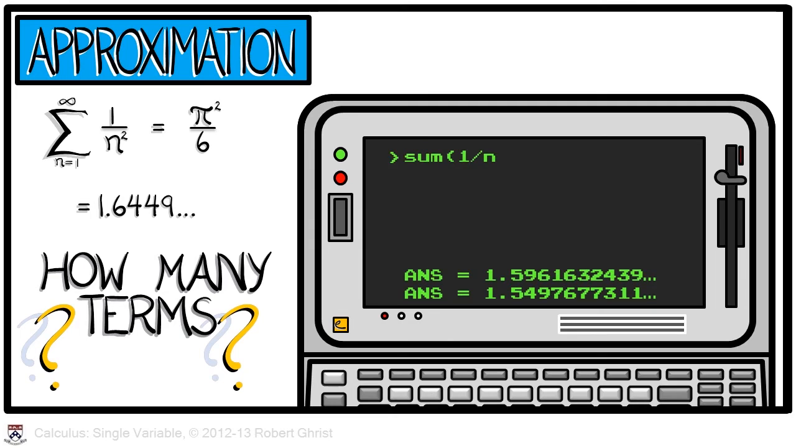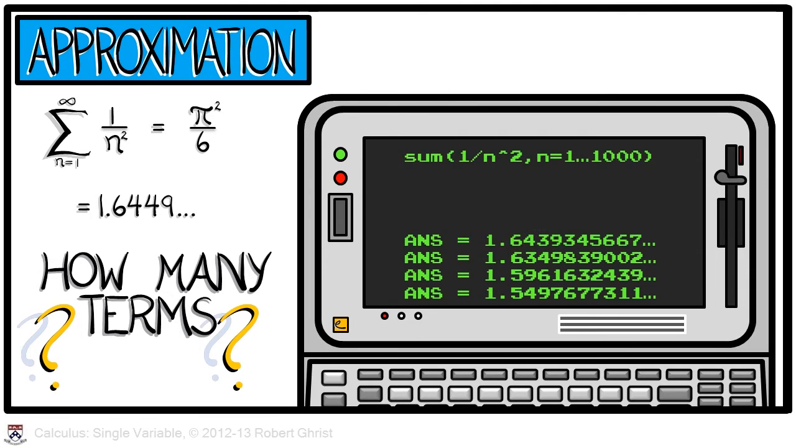If we take a little bit more time and effort, compute the first 100 terms, then it seems as though we're definitely within 1% of the true answer. And if we added up the first 1,000 terms, now we're getting something that is really fairly close to pi squared over 6. But how close?